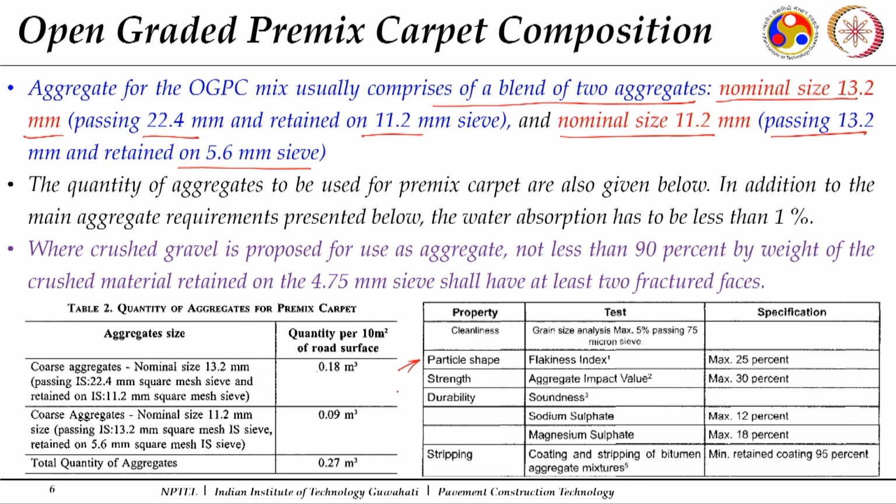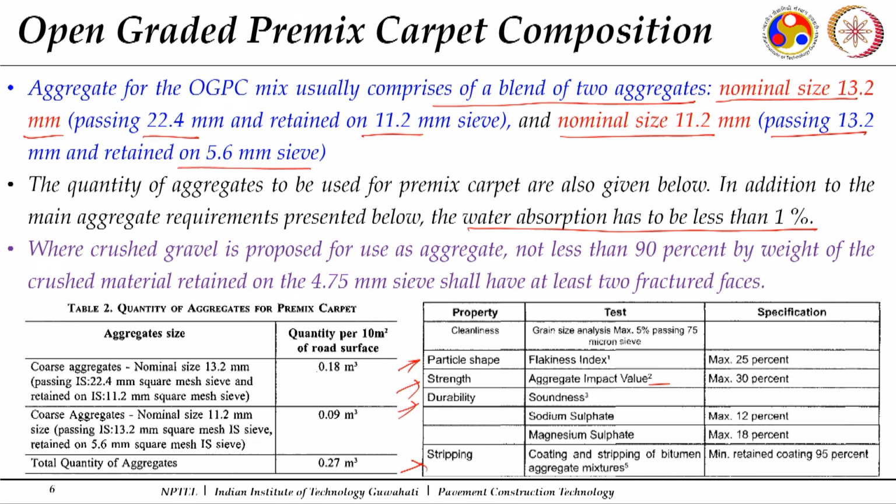So, there are requirements for particle shape also, aggregate impact value also, durability also, and even stripping also. In addition to this particular one, there is a specific requirement. Otherwise, in most of the cases, we might have seen that the water absorption requirement is up to 2%, but here it says that the water absorption for these aggregates has to be less than 1%.